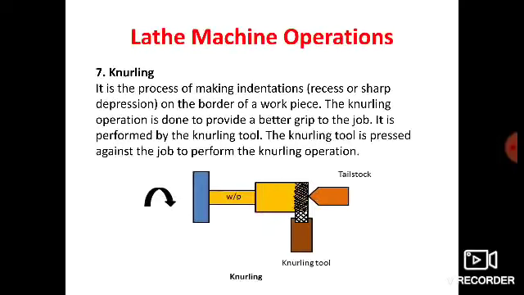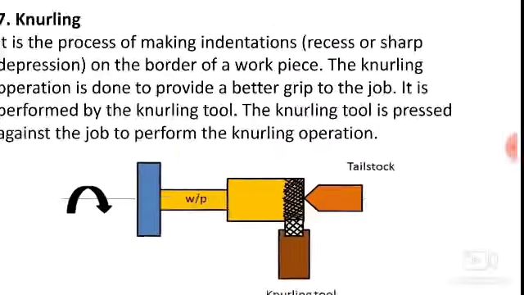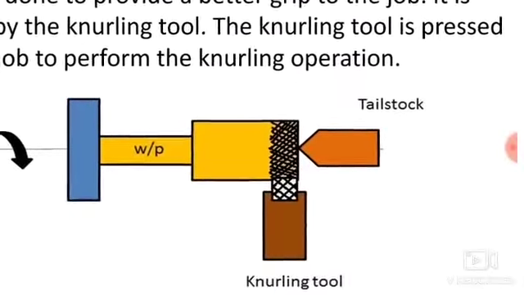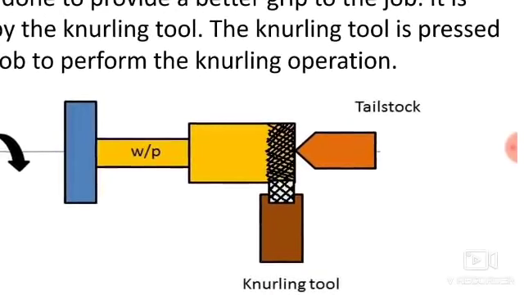Now next operation, that is knurling. It is a process of making indentations on the border of the workpiece. The knurling operation is done to provide a better grip on the job. It is performed by a knurling tool. The knurling tool is pressed against the job to perform the knurling operation. Here in this image you can see the knurling operation. The knurling operation is done with the help of a knurling tool.